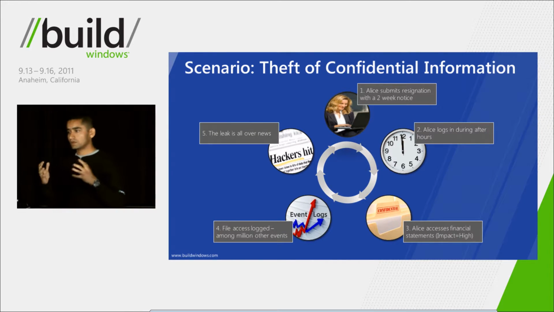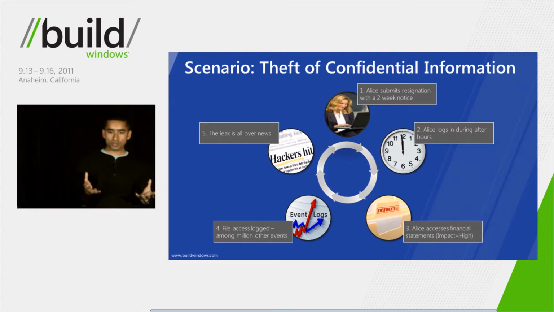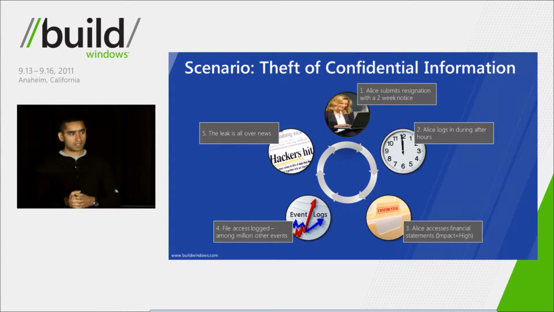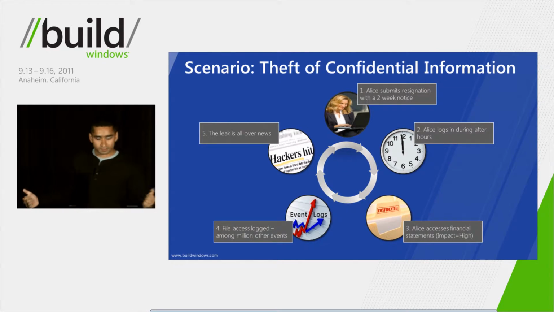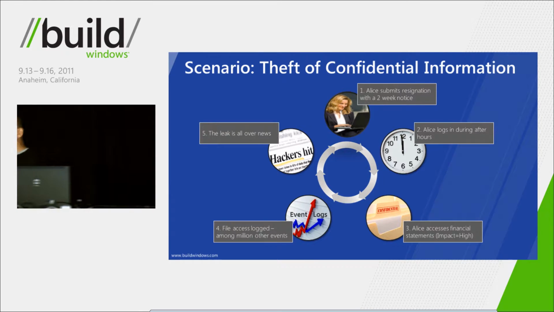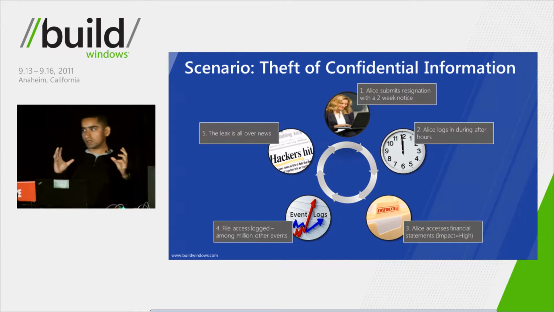Now, today, even though you had auditing turned on, the file access event that was generated because Alice accessed this data would have been lost in the million other events, because how would you know what happened, right? Because there's so much file system activity. Your file servers are always busy. So we're going to see how we can quickly filter down all the file access events to the events that are most relevant to us.